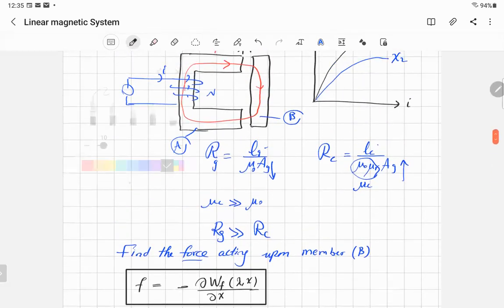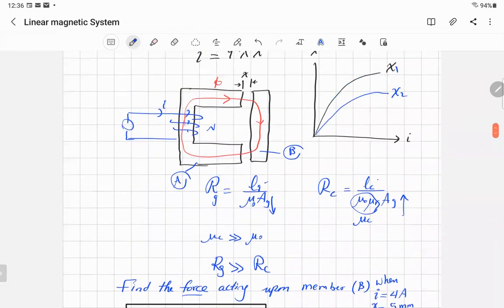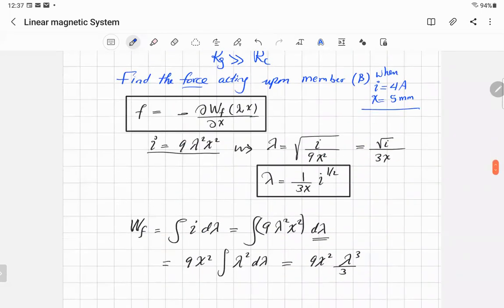In this problem, it was given to find the force acting on member B at the following condition, when I equals 4 amps and x, which is the air gap, equals 5 millimeters. Because the force depends on the magnitude of the current. Why? Because if you increase the current, obviously you're going to increase the force. You're going to increase the magnetic field strength, so the attraction will be high. That's number one. And the air gap, it depends. Is the air gap far or small? Obviously, when it's small, the attraction will be higher. So it depends on x, and it depends on current. It makes sense. So you should define what value of current in the winding and what distance you want to calculate the force at. So they give me I equals 4 amps and x equals 5 millimeters.